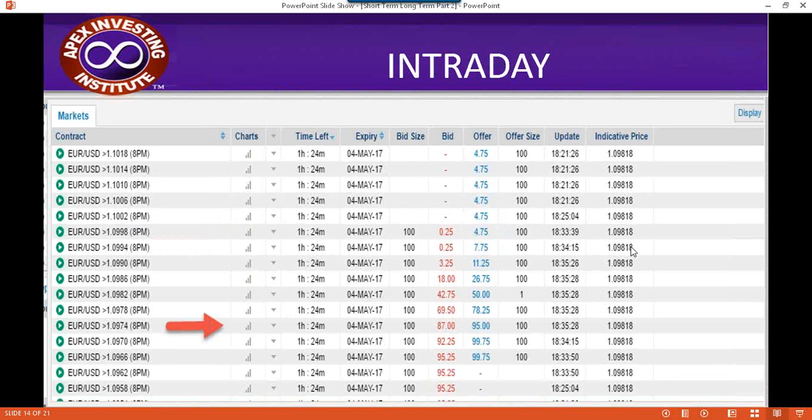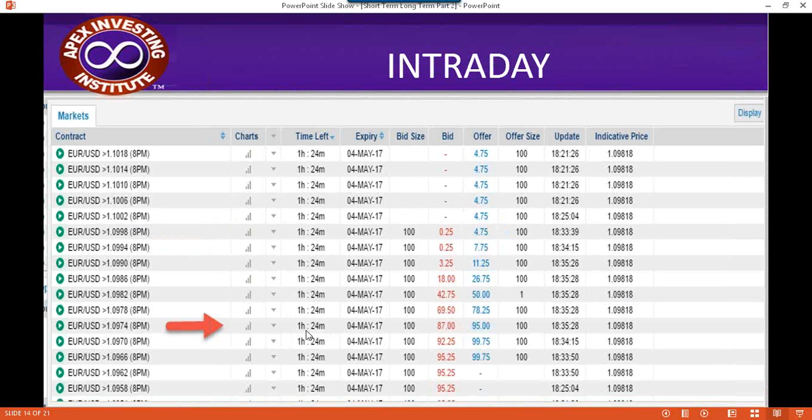Right here, it's still at 0981. But this strike is a lot more. Why? Well, because I've only got an hour and 24 minutes to expiration. So the probability of the market moving against me 6 ticks, 6 pips, I mean, that can happen in an instant, but it's a lot less probable in an hour and 24 minutes than it is in 20 hours, right?